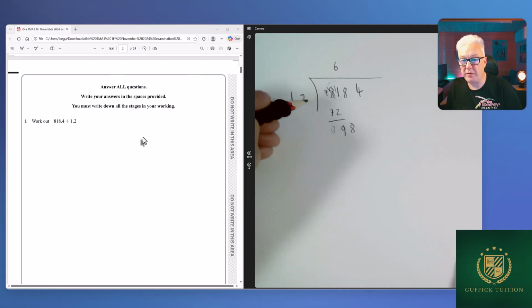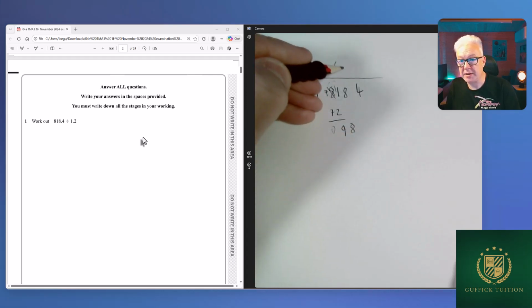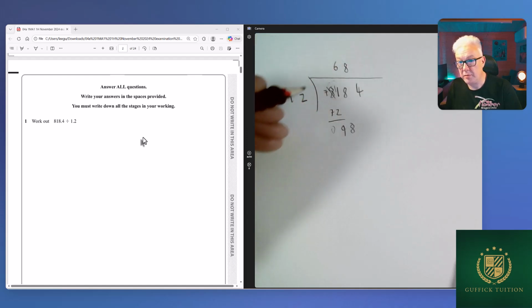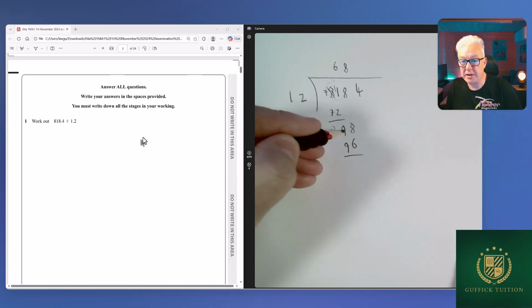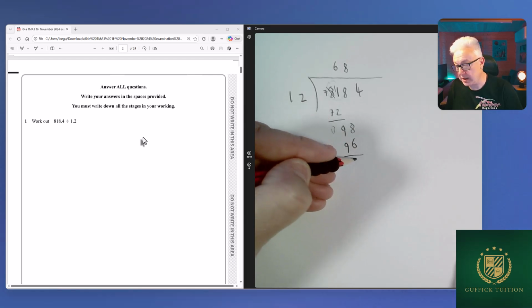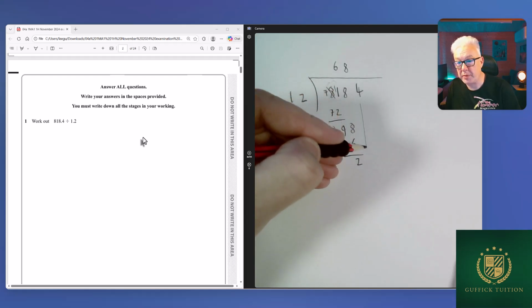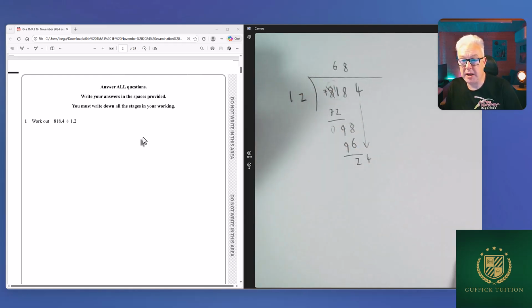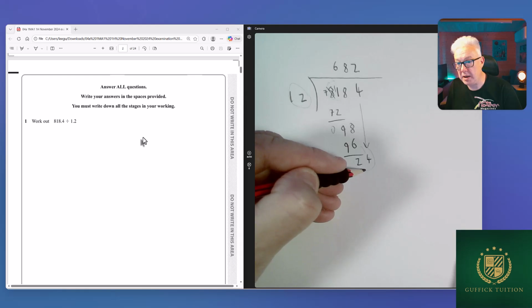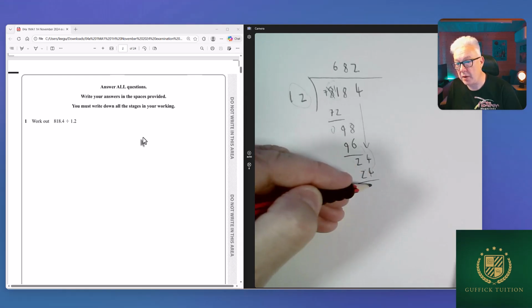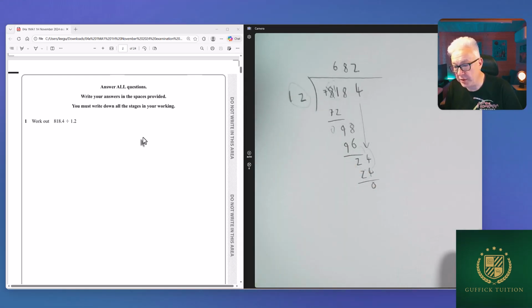Then I drop down the 8 and I repeat the process. How many times does 12 go into 98? It goes in 8 times, because 8 times 12 is 96. So I write down 96 and 98 take away 96 gives me 2. Then I drop down the 4 and repeat the process. How many times does 12 go into 24? It goes in 2, so I've got 24 down here. Take that away, there's no remainder. So the answer is 682.